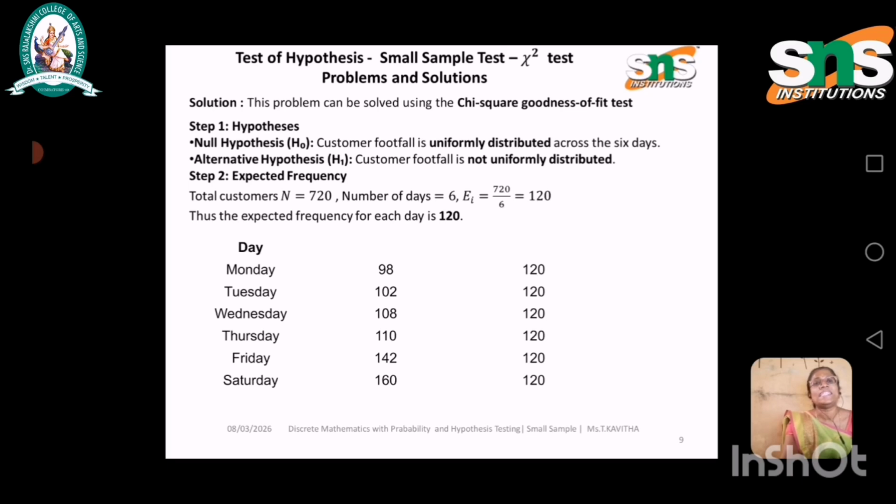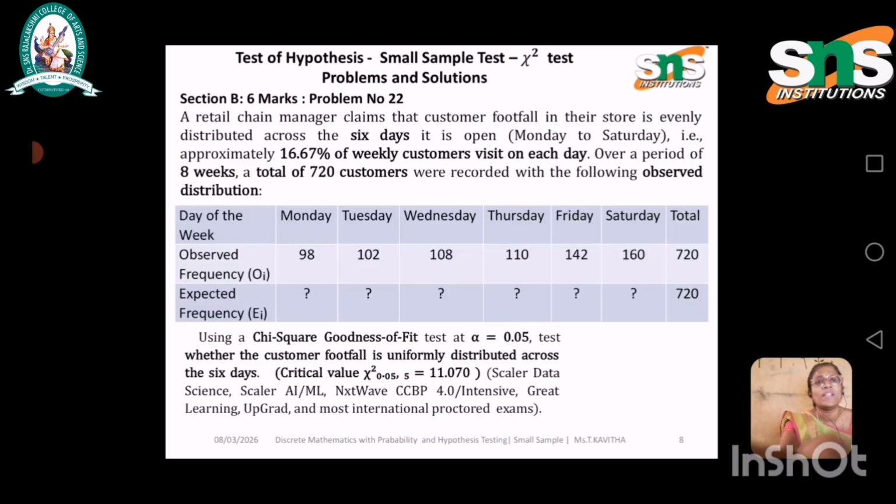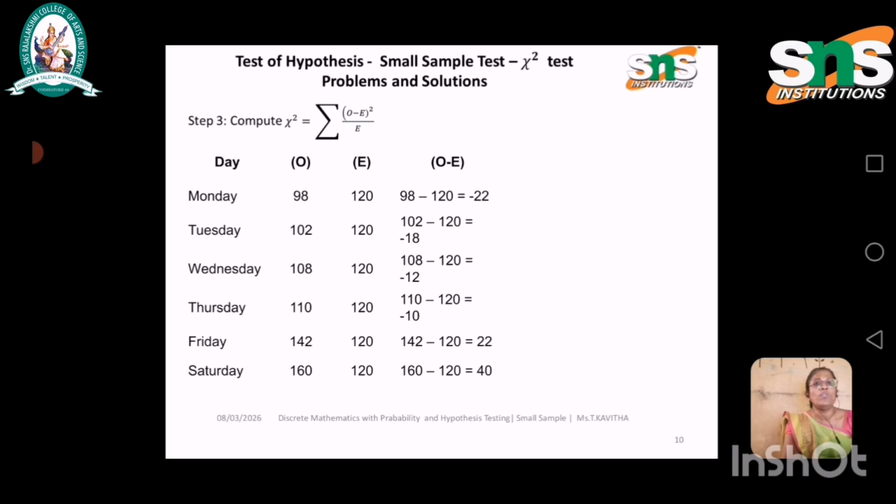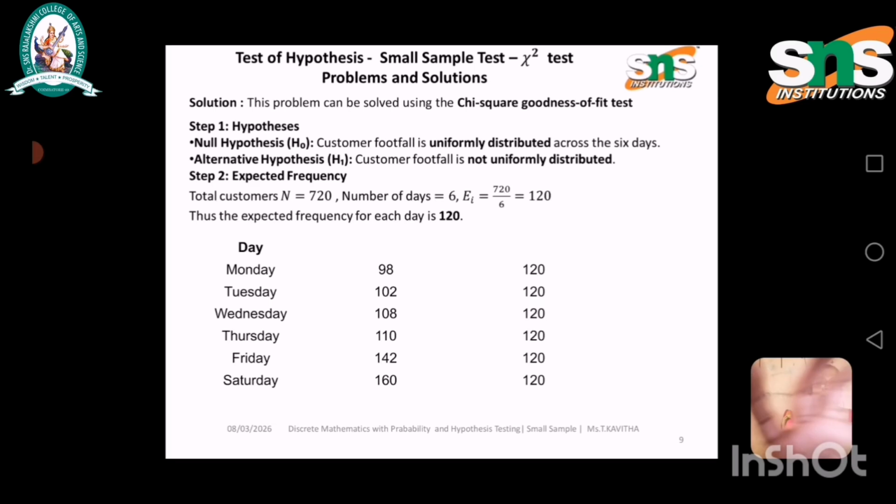Now we find the expected frequency. The total number of customers is given as 720, therefore n is equal to 720. The number of days is 6. Therefore the expected frequency is 720 divided by 6, which is 120. Thus the expected frequency for each day is 120, while each day has different observed frequencies.